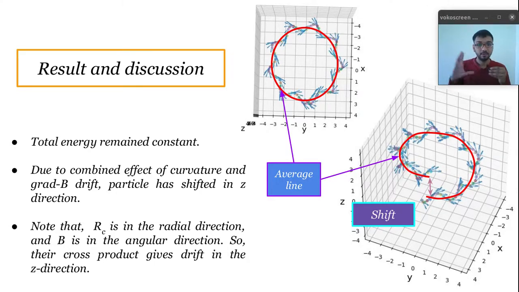So this was very important. You must read about this in FFchain as well. But this is an easy visualization, right? So this kind of a shift we will have. This is the curvature drift.